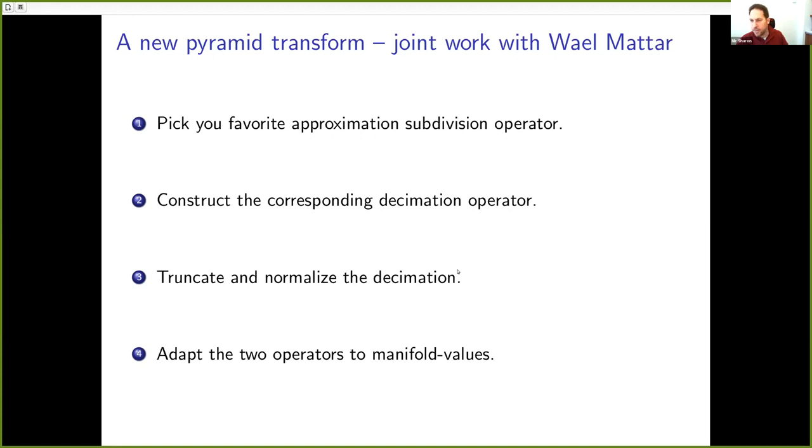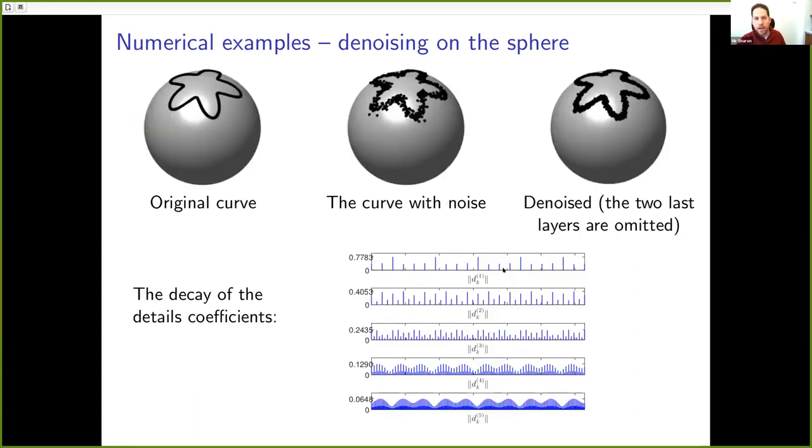And the second is to take that couple, a subdivision operator and the new decimation operator, and to adapt it to manifold values. And of course, all the theory behind it. So since I lack time, I will go straight to the numerical examples.